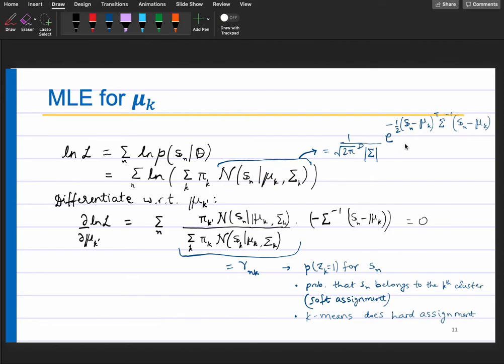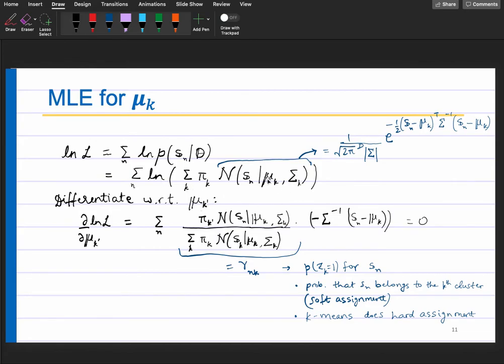Normalization term, and then exponential of half of (S minus mu) transpose sigma inverse (S minus mu). This is for the multivariate Gaussian distribution, right? This is the simple PDF. Now what do I do next? I differentiate this log likelihood with respect to the parameter which I want to estimate, right? All of you know this basic theory. So I differentiate with respect to mu k dash to find the optimal value of mu k dash.